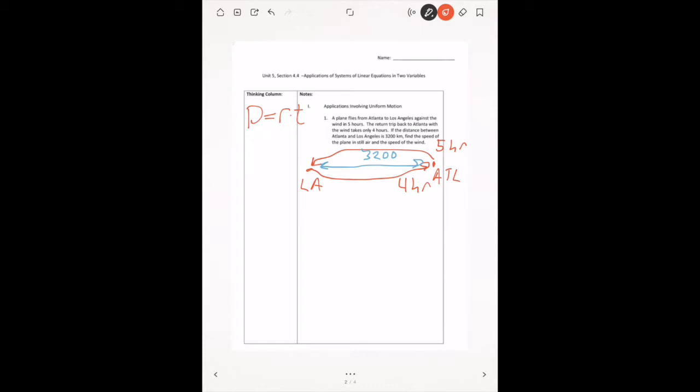Well, what's interesting here is this idea of wind. Wind is this external force, this external factor that's going to play in, and what it's doing is it's affecting our speed. So when I fly from Atlanta to Los Angeles, I'm flying against the wind. The wind is blowing in this direction. So we're going to say, if you know your geography, it's going from the west to the east. So it's blowing towards Atlanta.